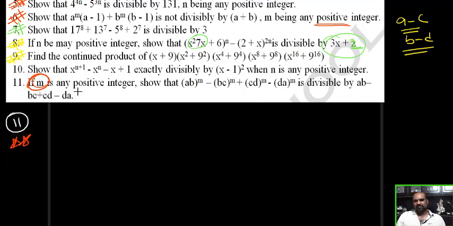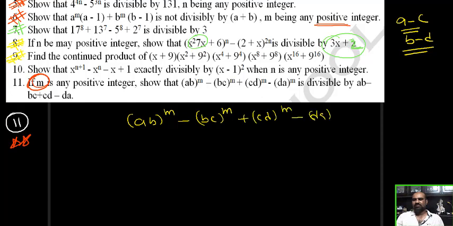First of all, ab whole power m minus bc whole power m plus cd power m minus da power m. Actually, this is a polynomial in a, b, c, d. But I want to assume that this is a polynomial in only one variable, a. That is my assumption. After that, I will find f of c.